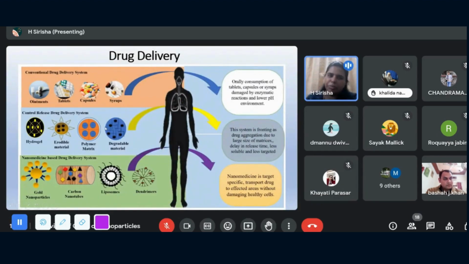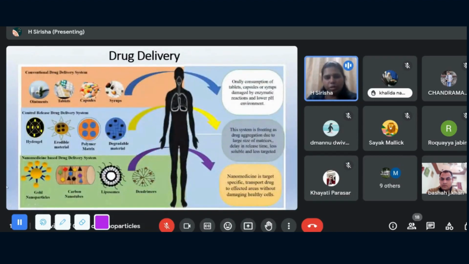This approach was being carried out, but with the help of nanomedicine-based drug delivery systems, nanomedicine has a targeted approach. With the targeted approach, you can set the target organelle and how much amount of drug has to be sent. It targets specific transport of drug to the affected areas without damaging healthy cells. Suppose there is a cancerous cell, we can target the cancerous cell with the help of molecular tubes. The various examples are gold nanoparticles, carbon nanotubes, liposomes, and dendrimers.